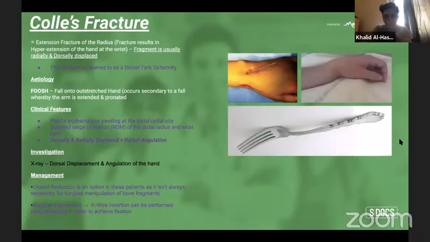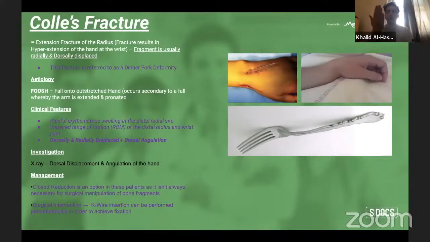So a Colles fracture is shown here on the right. It's also known as a dinner fork deformity. It's usually the product of falling onto an outstretched hand. So FOOSH generally is responsible for a Colles fracture. What we see is that the fracture results in hyperextension of the hand at the wrist. The fragment is usually radially and dorsally displaced.